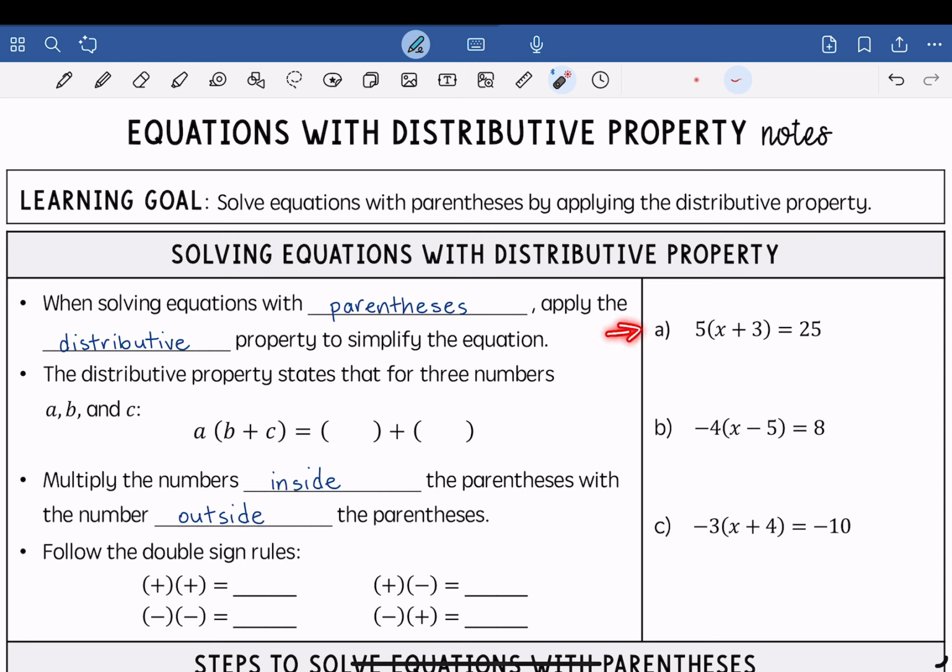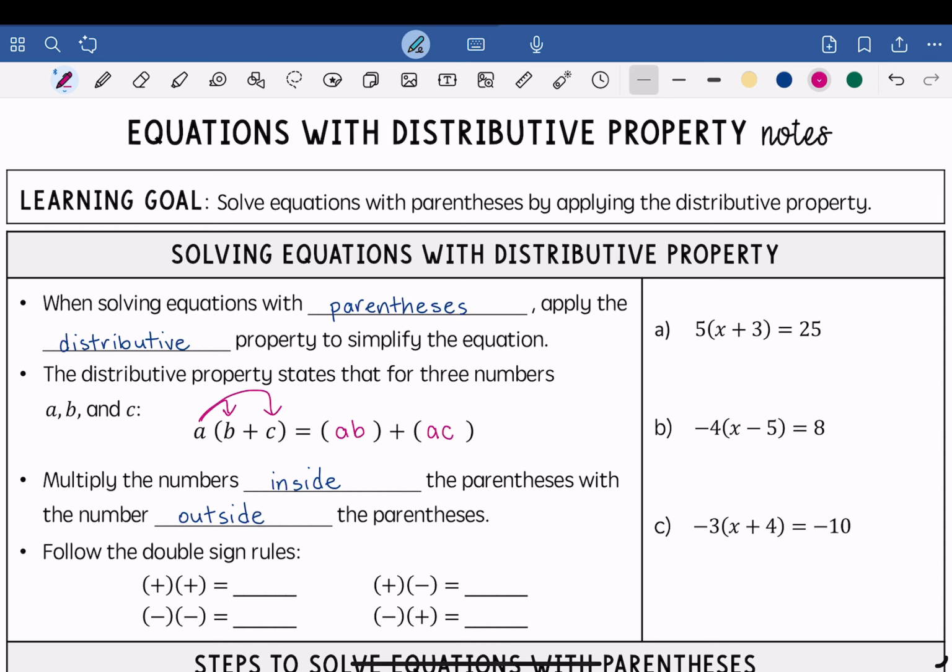So if we look at example A, we have an equation and there are brackets, parentheses, and in order to simplify this equation to then isolate and solve for x, we're going to apply the distributive property. So the distributive property states that for three numbers a, b, and c, a times b plus c in parentheses is equivalent to a times b plus a times c.